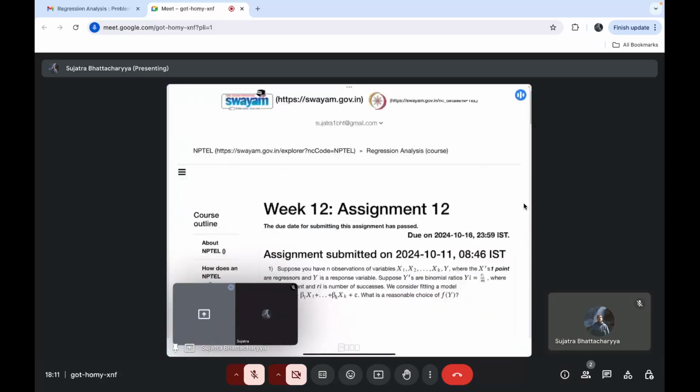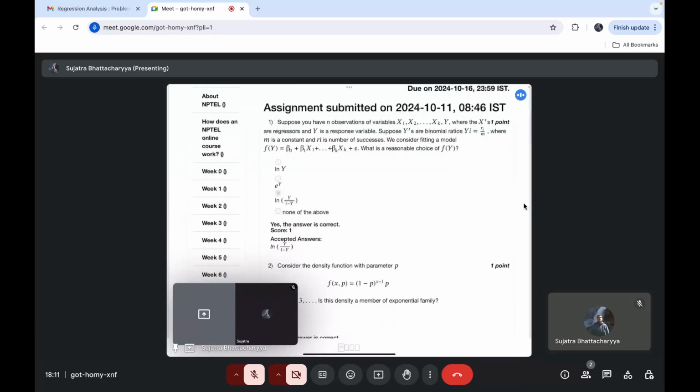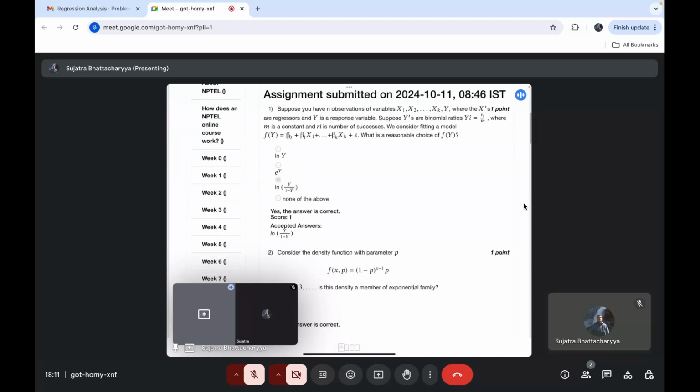Okay. So if you look into this, the C option, the third option, log y upon 1 minus y, is the reasonable choice of the link function f of y. Okay, so this is done.